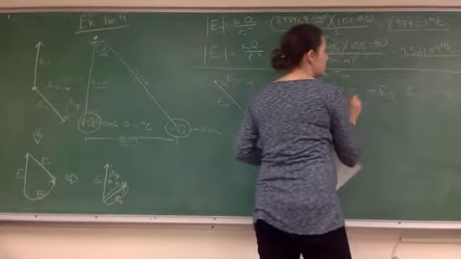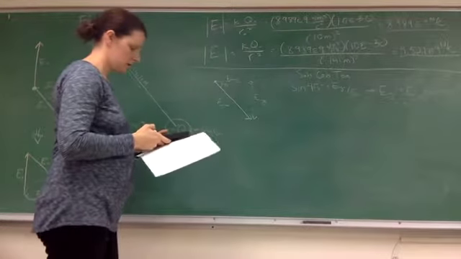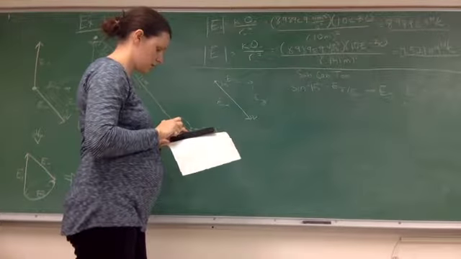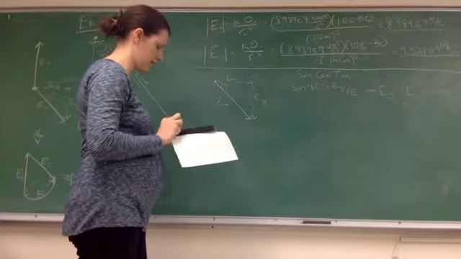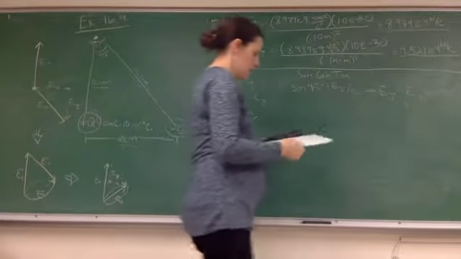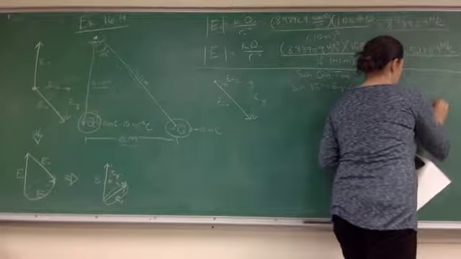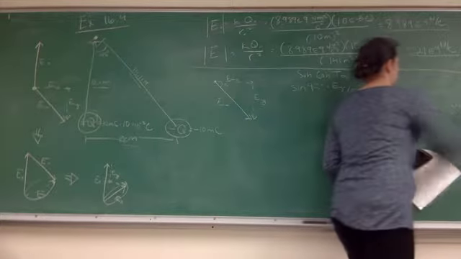And that equals, still have that number fresh in my calculator. I'll go ahead and store it. So that times sine of 45 is 3.197 times 10 to the 9th newtons per coulomb.